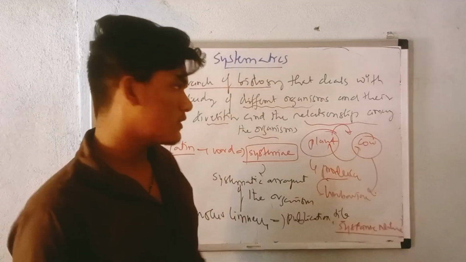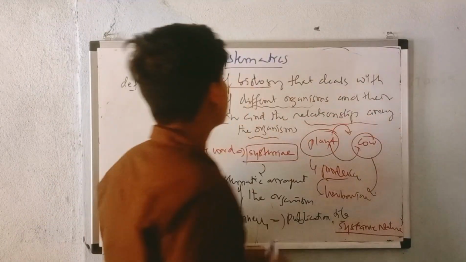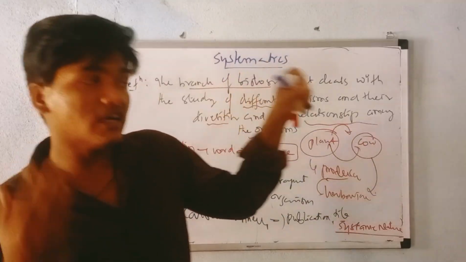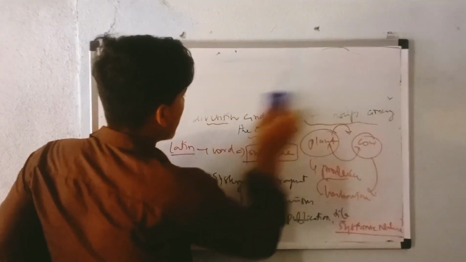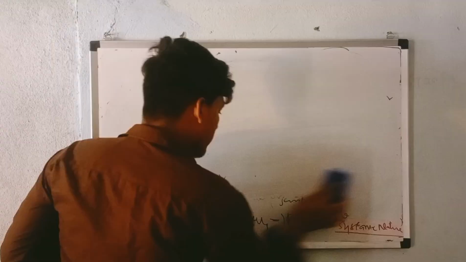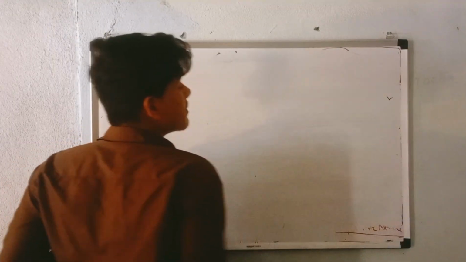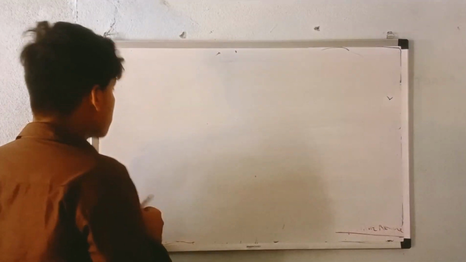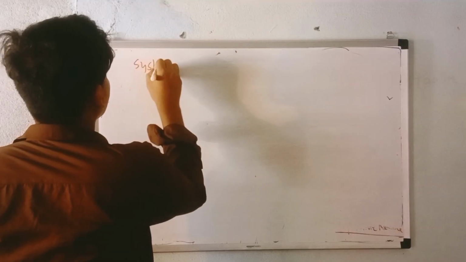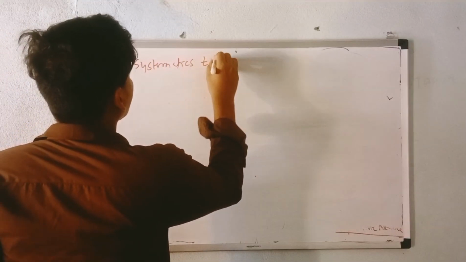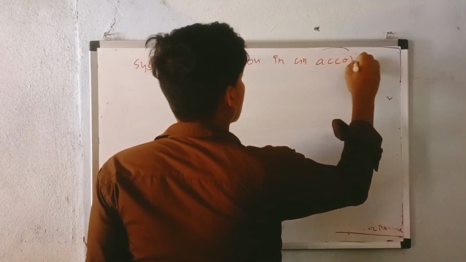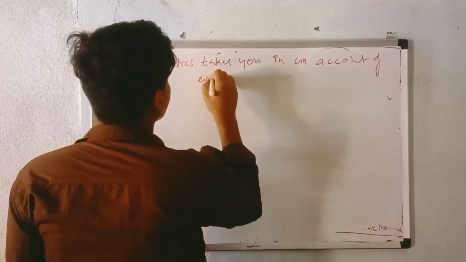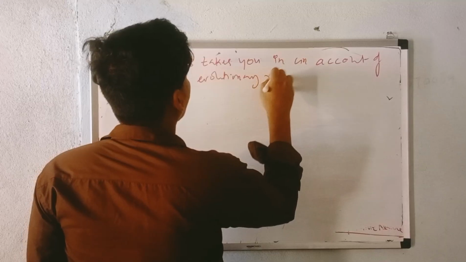Very important one, right? Now, what is the difference between the words systematics and taxonomy? If you study systematics, systematics takes you into the account of evolutionary relationship.